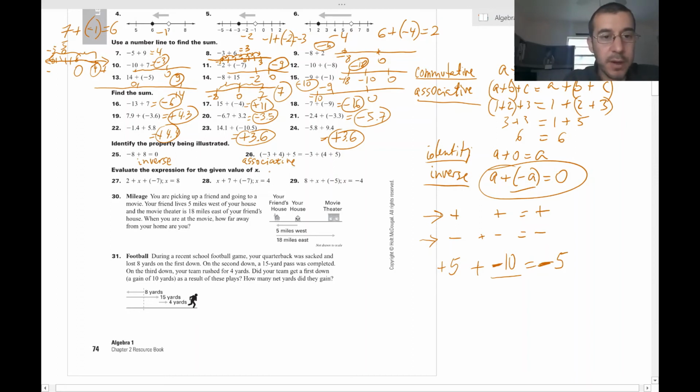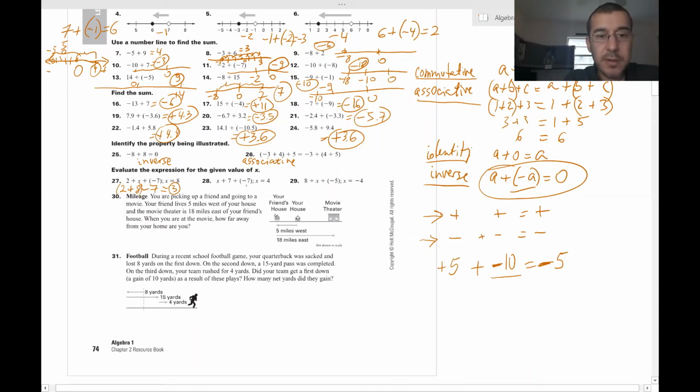Number 27, evaluate the expression for the given value of x, 2 plus x plus minus 7 when x is 8. So this is 2 plus 8 and then minus 7. So 2 plus 8 is 10, minus 7, 3. Okay, so in a way what we did is imagine parentheses around 2 plus 8. Right, 2 plus 8 is 10, minus 7, 3. 3 is the answer for 27.